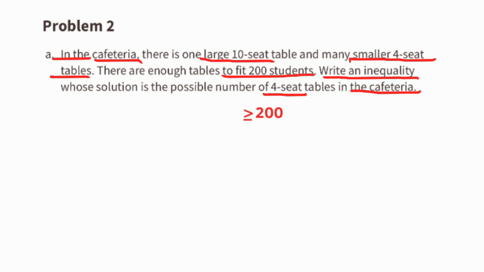The information also tells us that there's one large 10-seat table. That means that 10 students can be seated at that table. The information also tells us that there's many smaller 4-seat tables. That's an unknown amount of tables that seat 4 people. Our inequality would be 4x plus 10 is greater than or equal to 200.